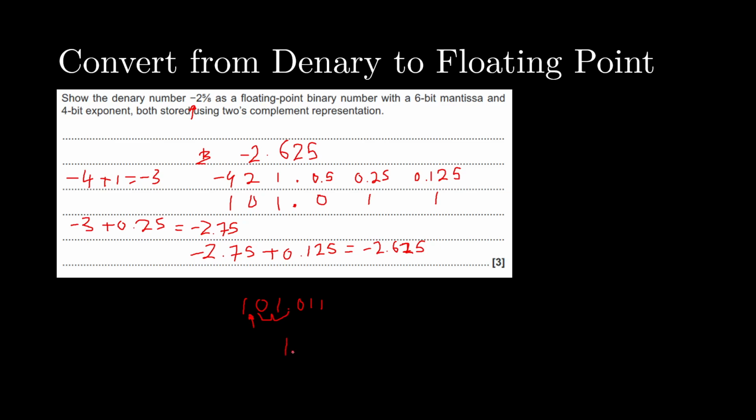So if we have 1.01011, then we need to have an exponent of 2. So they want a 4-bit exponent, so that's just going to be 0010. And so our final answer is just going to be this, but without the decimal point, because we don't represent our answers with the decimal point.